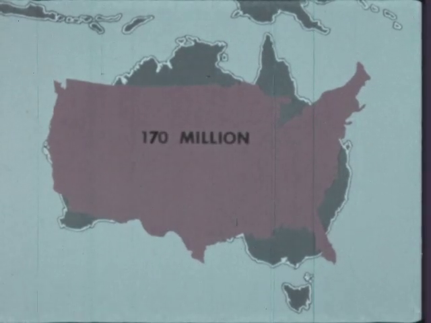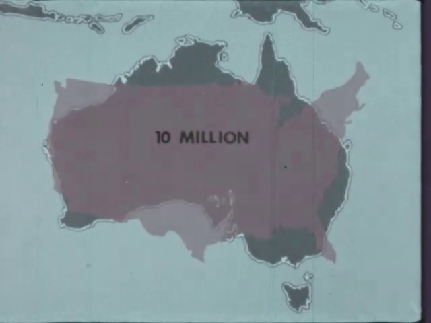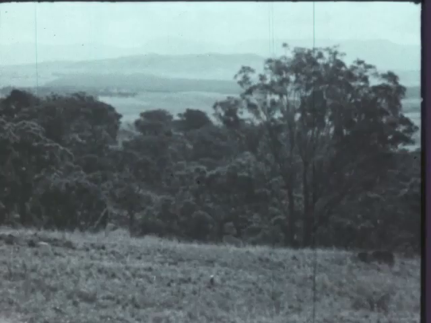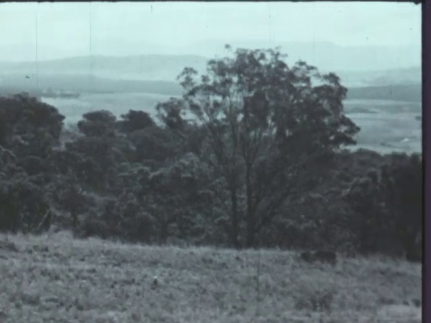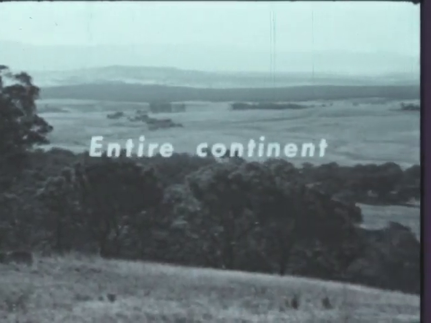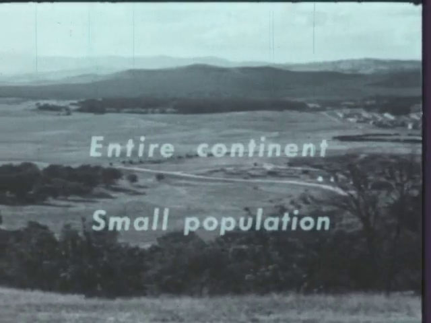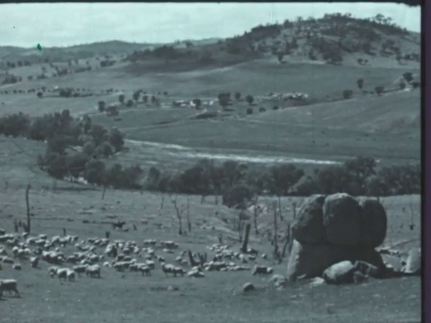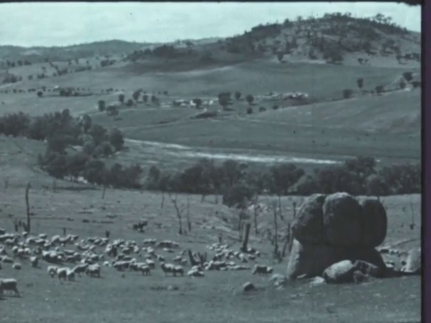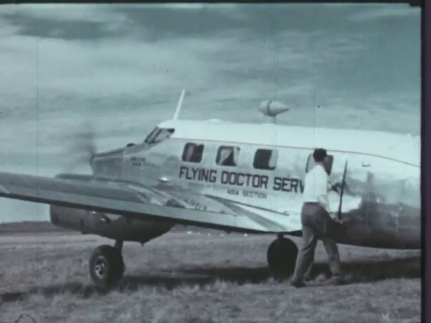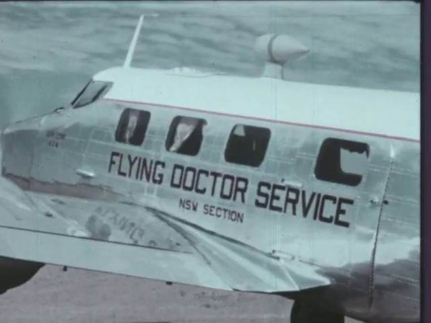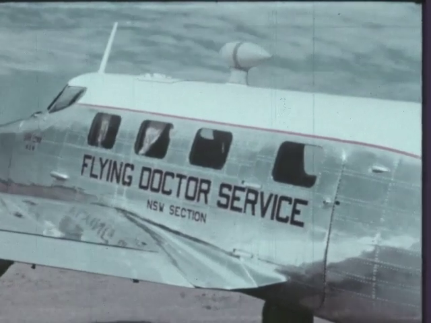About 170 million people live in the United States. Now think of 10 million. That's about the total population of Australia. And that's our second key idea. Australia is an entire continent with a small population. There are places where one man may own several thousand square miles of land. There are places so remote that doctors make their calls by plane, part of the flying doctor service in this spacious land.